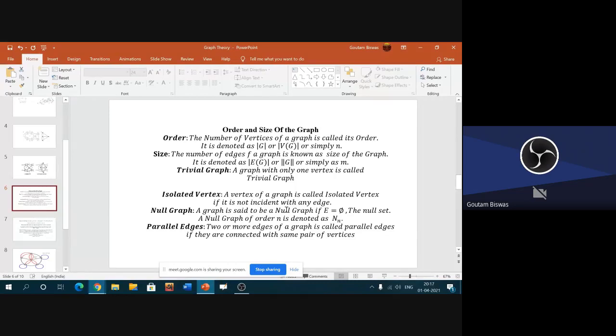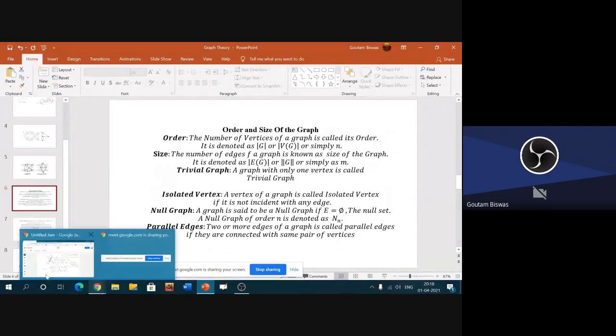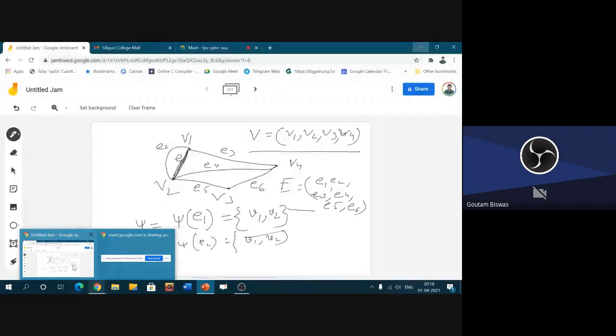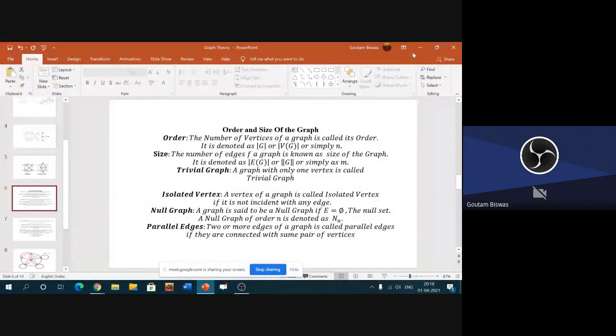A graph may contain such a vertex. Just think about the circle. The center of the circle is an isolated vertex of the circle. If you choose several points on the circle and draw this, you will get an isolated vertex. So isolated vertex is another one.